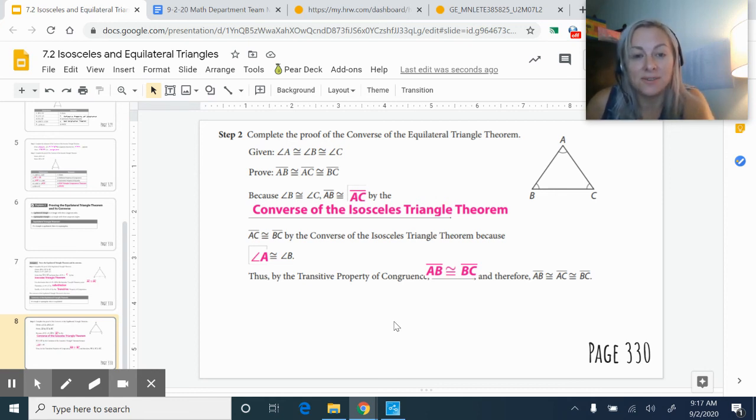And therefore, we've now proven our theorem. The side length of AB is congruent to the side length of AC, which is congruent to the side length of BC. All three sides are congruent. And that completes your notes.